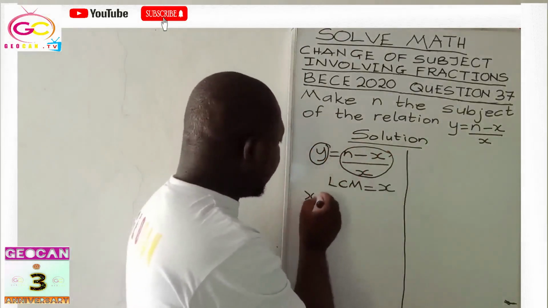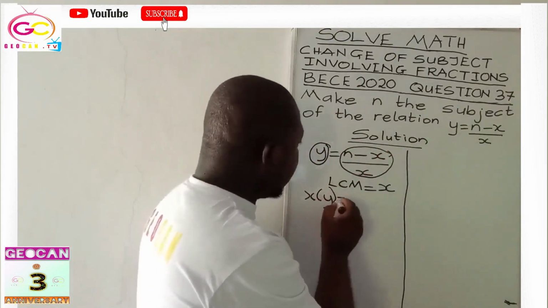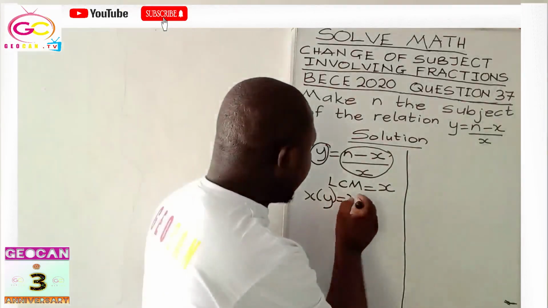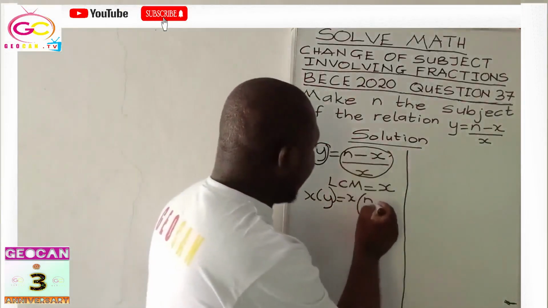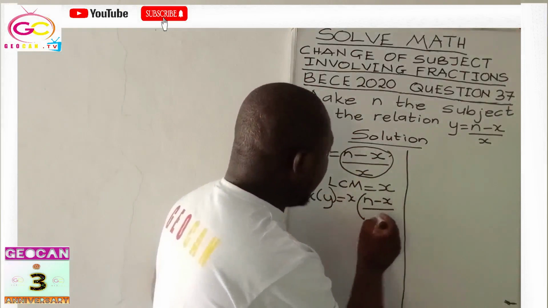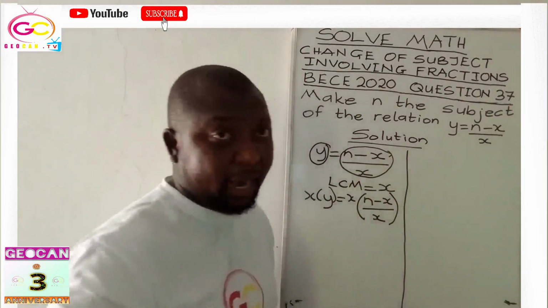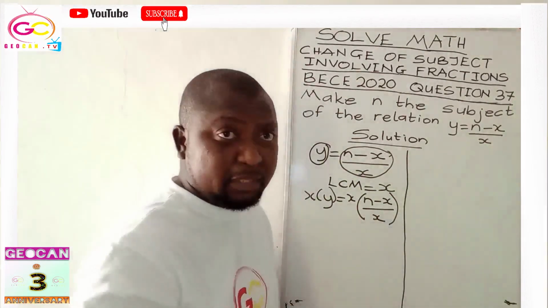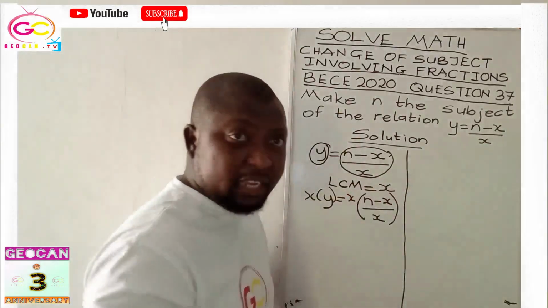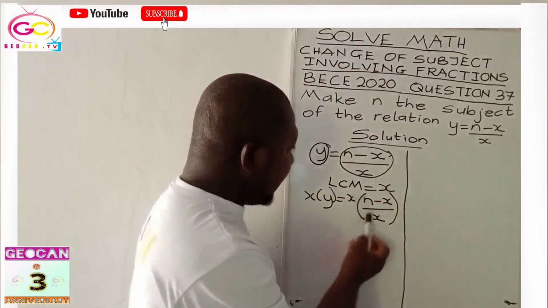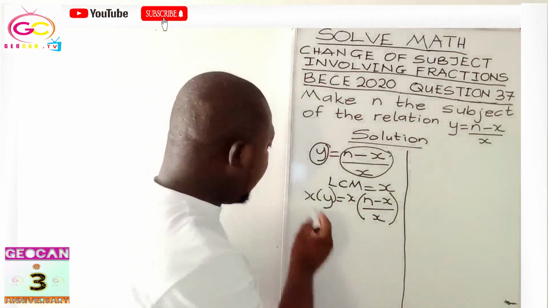So we have x into bracket y is equal to x into bracket, what do we have? n minus x all over what? x. You can see my bracket nicely placed. A bracket means multiplication. It's so critical to bring your brackets. You see, it's covering this. So critical. Okay, now let's continue.